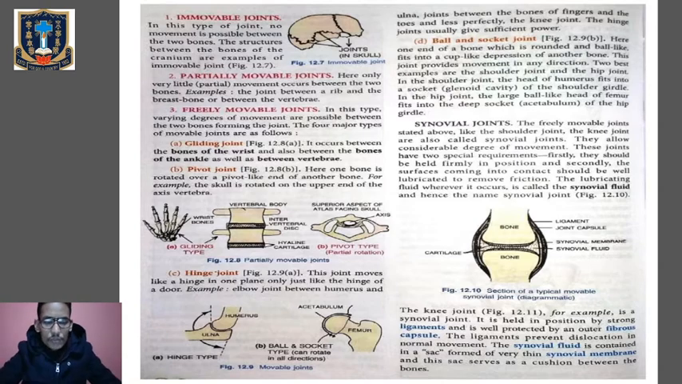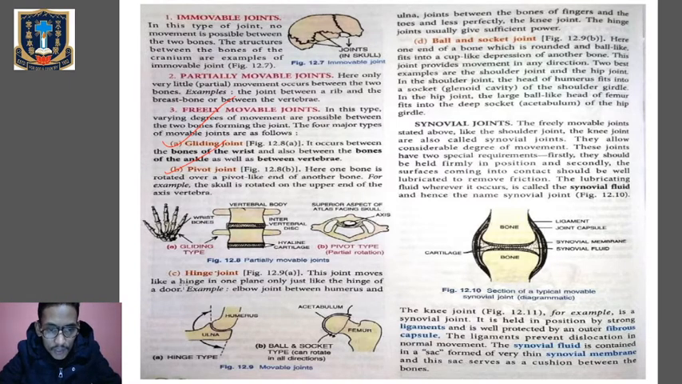So let's go to the first one, the gliding joint. So what does gliding joint mean? This gliding joint occurs between the bones of the wrist and also in the bones of the ankles and also between the vertebrae. Then pivot joints. Here one bone is rotated over a pivot like end. So you can see the structure. In the structure you can see one bone which is being rotated over the pivot like end of another bone, mainly the skull, which is rotated over the axis vertebra.